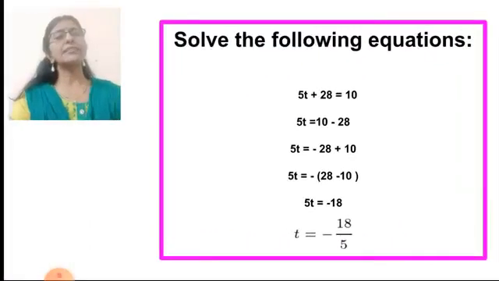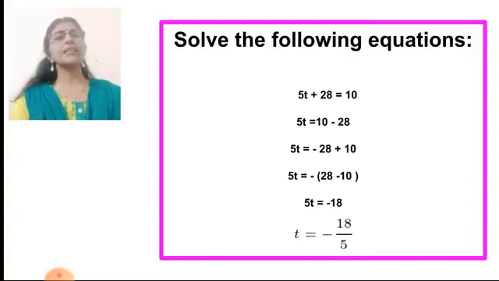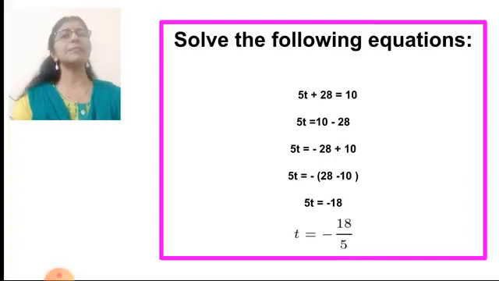Solve the following equation. We will solve all these equations by the transpose method. 5t plus 28 is equal to 10. So first we will write down the variable on the left hand side, that is 5t, and then in RHS 10 is there. So we'll write first 10, and then 28 we will bring to the right hand side. Here on the left hand side it is positive, so transposing 28 to RHS will become minus 28. So the next step will be 5t is equal to 10 minus 28.